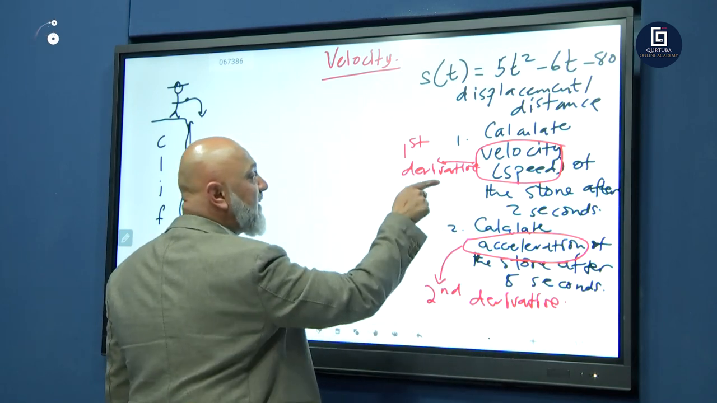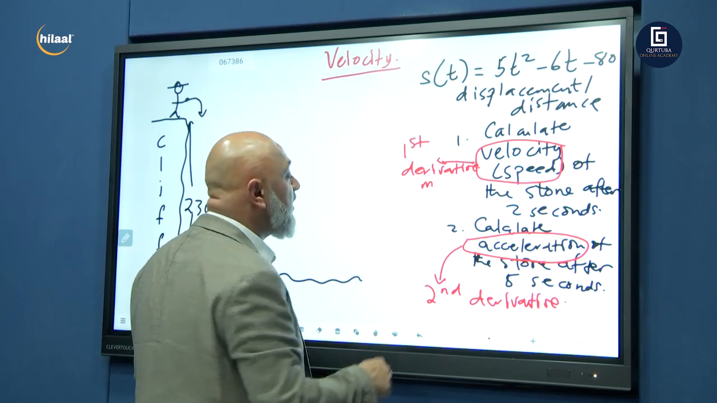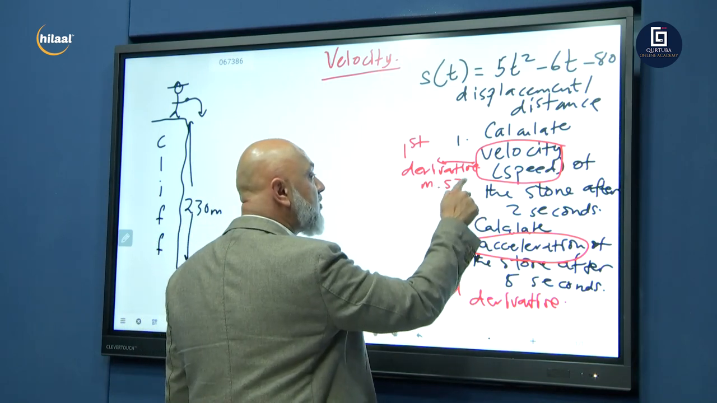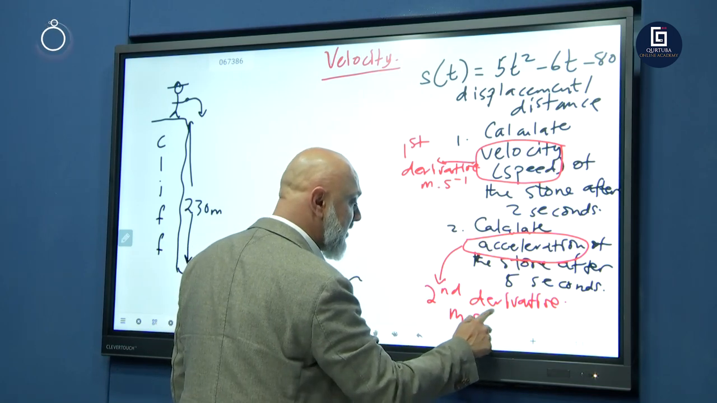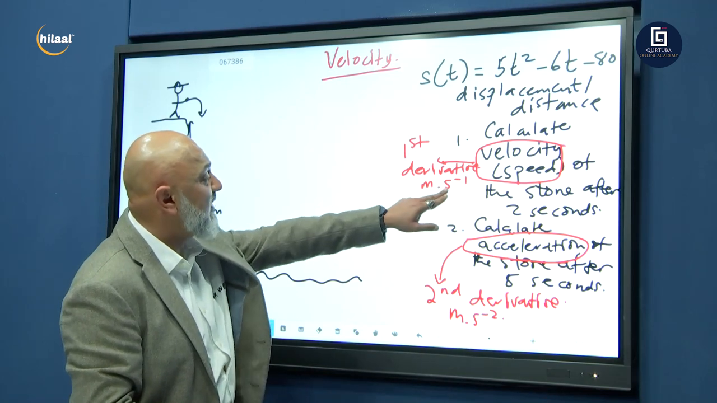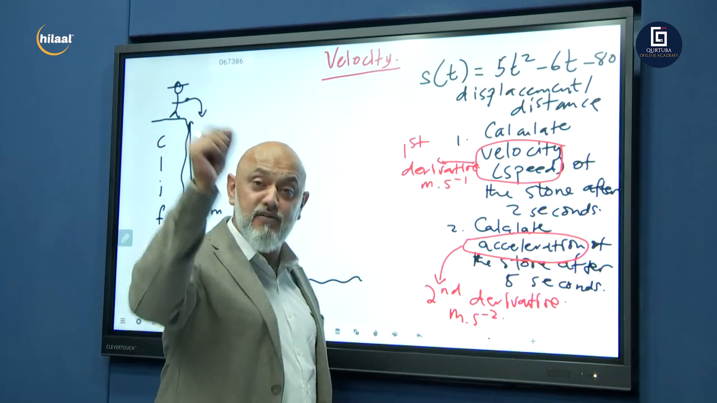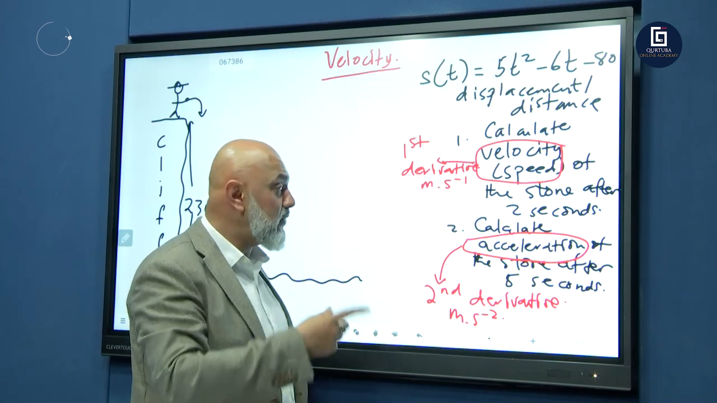Why first derivative? For those of you who do physics, you know speed or velocity is ms to the minus 1, and acceleration is ms to the minus 2. That is why velocity or speed is the first derivative. Remember, for the first derivative we subtract 1 from the power. Remember the power rule from when we do derivatives.